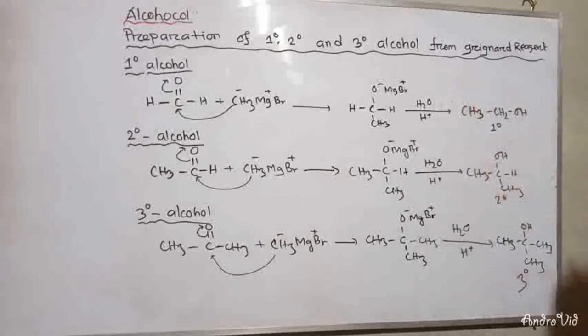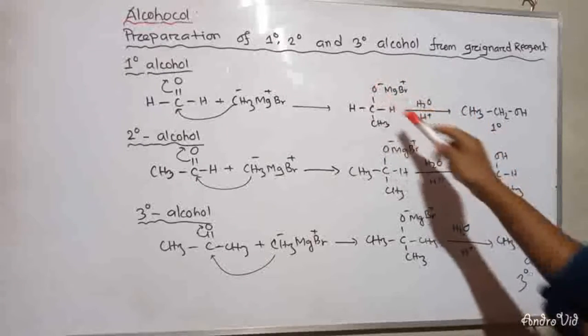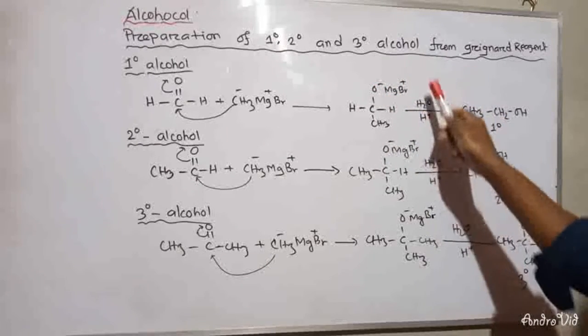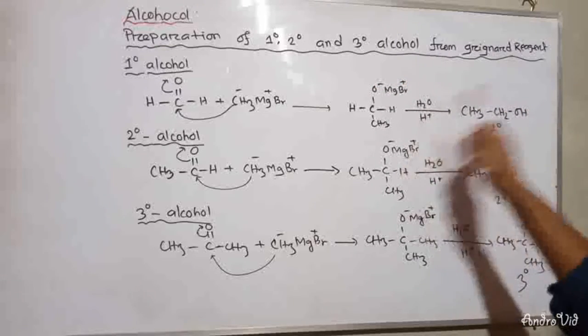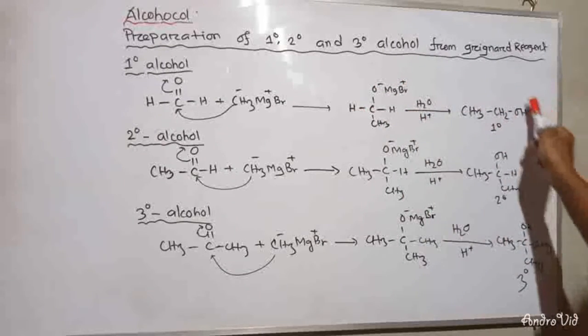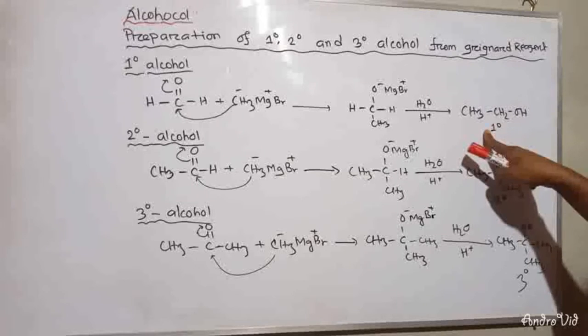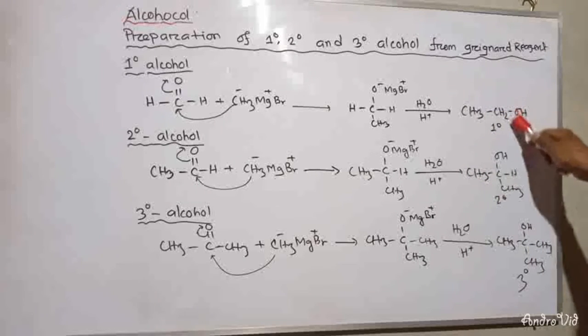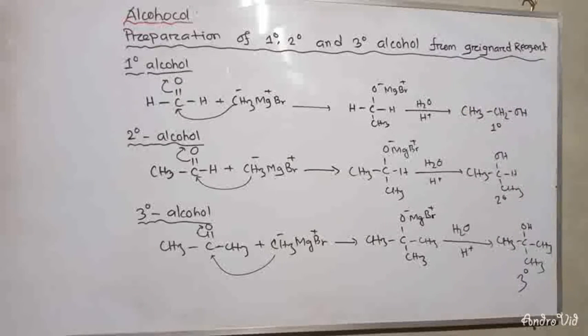Okay, then you have to hydrolyze this portion by using a slight amount of acid. If you hydrolyze this portion, then this portion will be converted to OH. This way you will get CH3CH2OH. So this is basically the product, 1 degree alcohol. Now I would like to say something about 1 degree alcohol. What is 1 degree alcohol? The carbon that is attached with the functional group OH, if it is attached with a single alkyl group, this type of alcohol is called 1 degree alcohol.